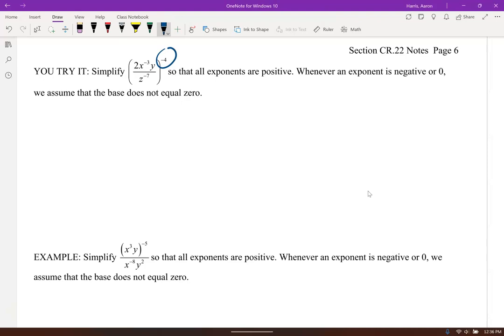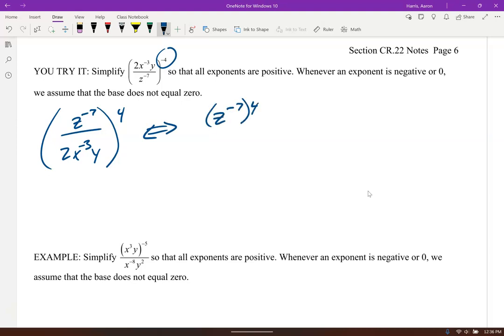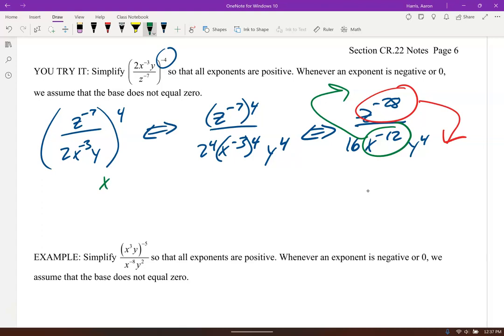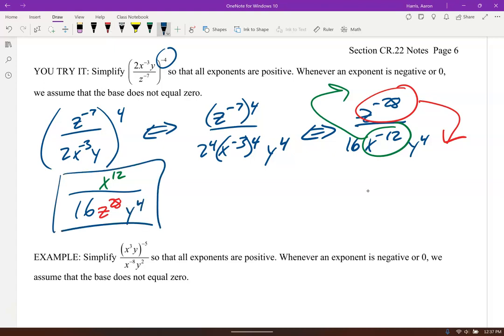All right, so let's do a negative 4. I'm going to go ahead and flip them and make it to the 4th. Again, that's not the only way to do it, but that's the way I'm going to do it here. Now that one's going to go down. This one's going to go up. So we'll have... Again, that's not the only way to do that.